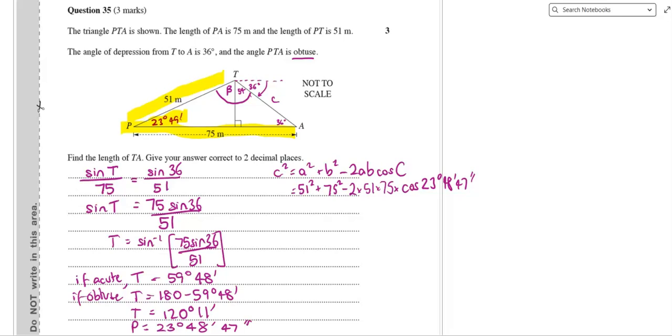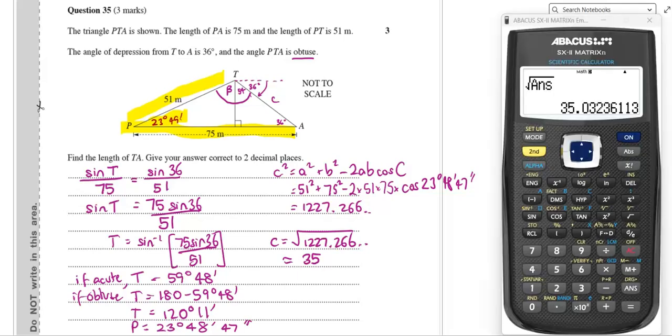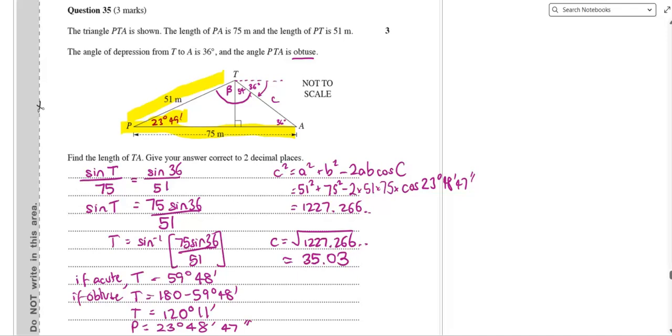When you put all of that in your calculator, you'll get c squared equals 1227.266 and so on. We don't want to know what c squared is. We want to know what c is. So c is the square root of that. And I'll get c is approximately 35. Now look, it will be quite sensitive to rounding, because you've been using angles. Try to take care to use the exact angle all the way through, but to 2 decimal places, I get 35.03. And that's the answer in metres.